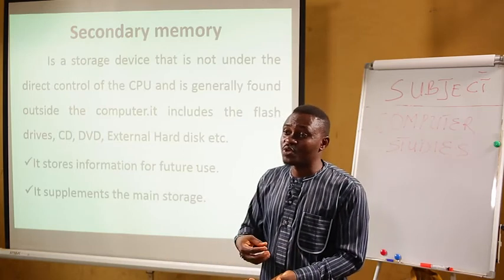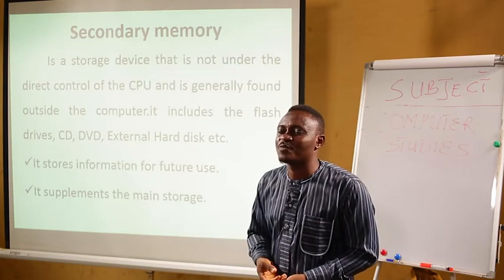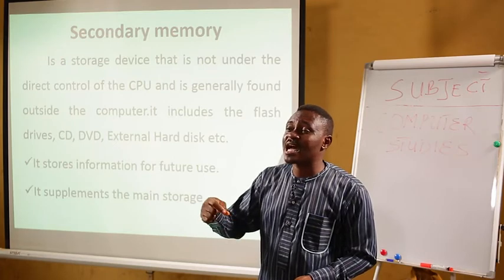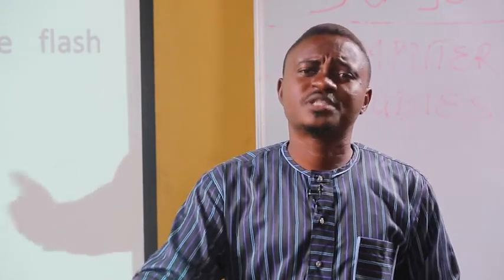Before everything is done in your secondary device, like your flash, you have a movie you want to play and it's in your flash. Once you are trying to play it from the flash, the first thing that happens is that that very movie must be taken to your primary memory. And when it's taken to your primary memory, it is run on your primary memory. That is the RAM. Then you can view.